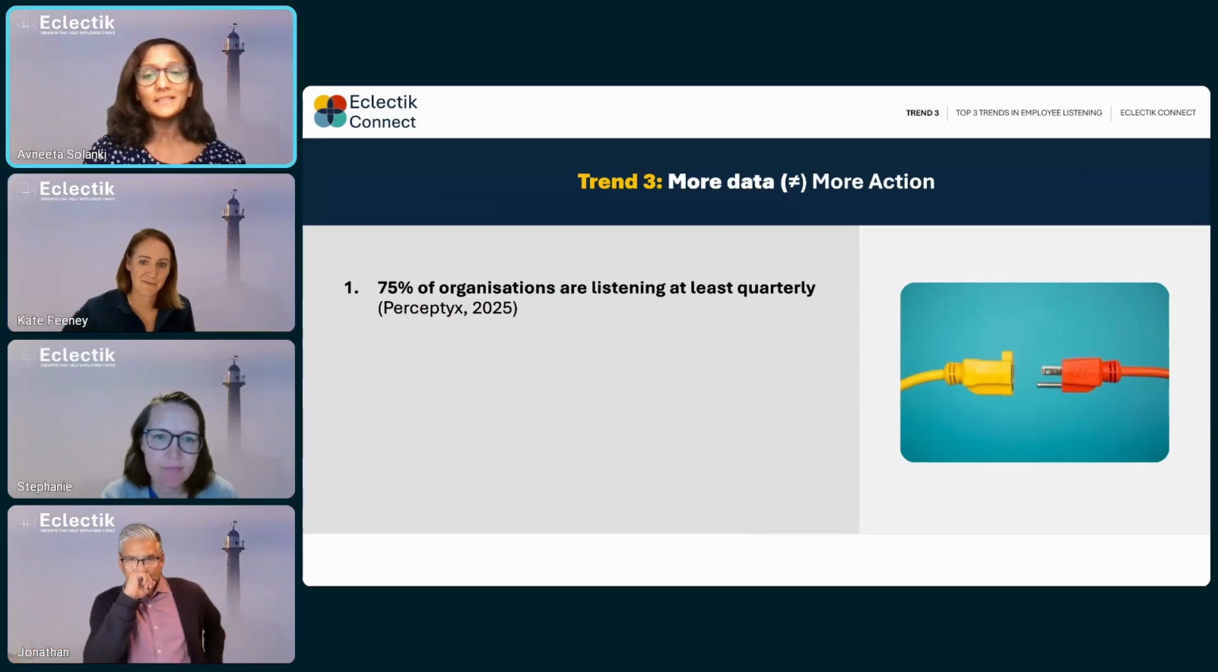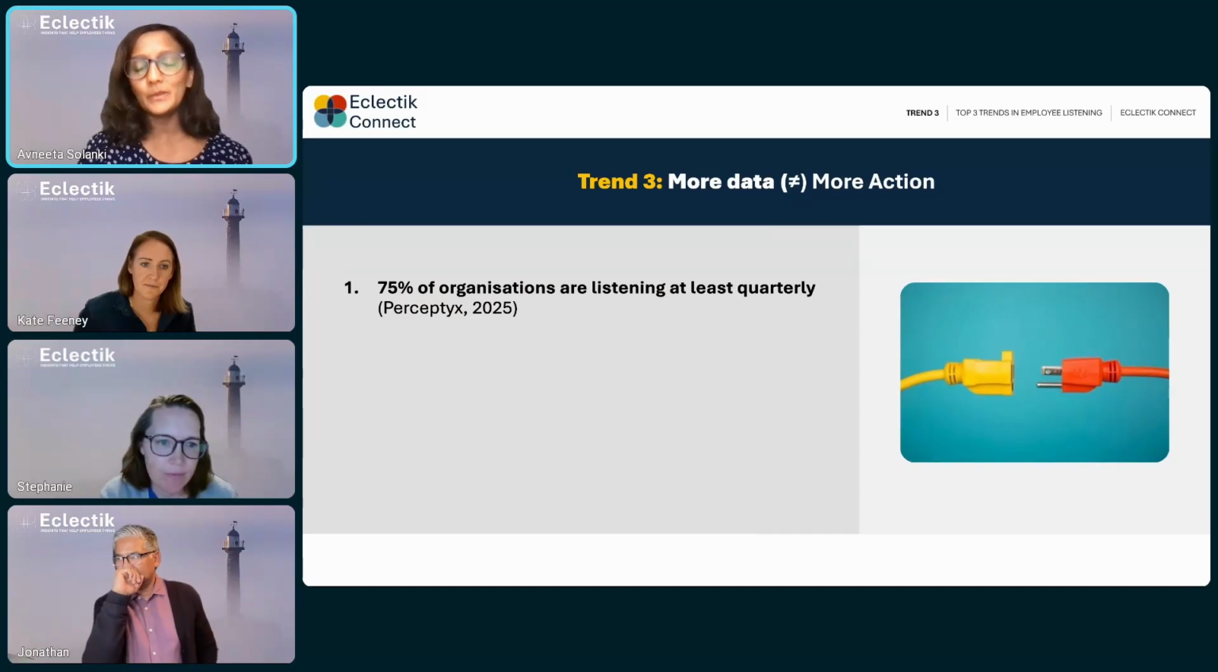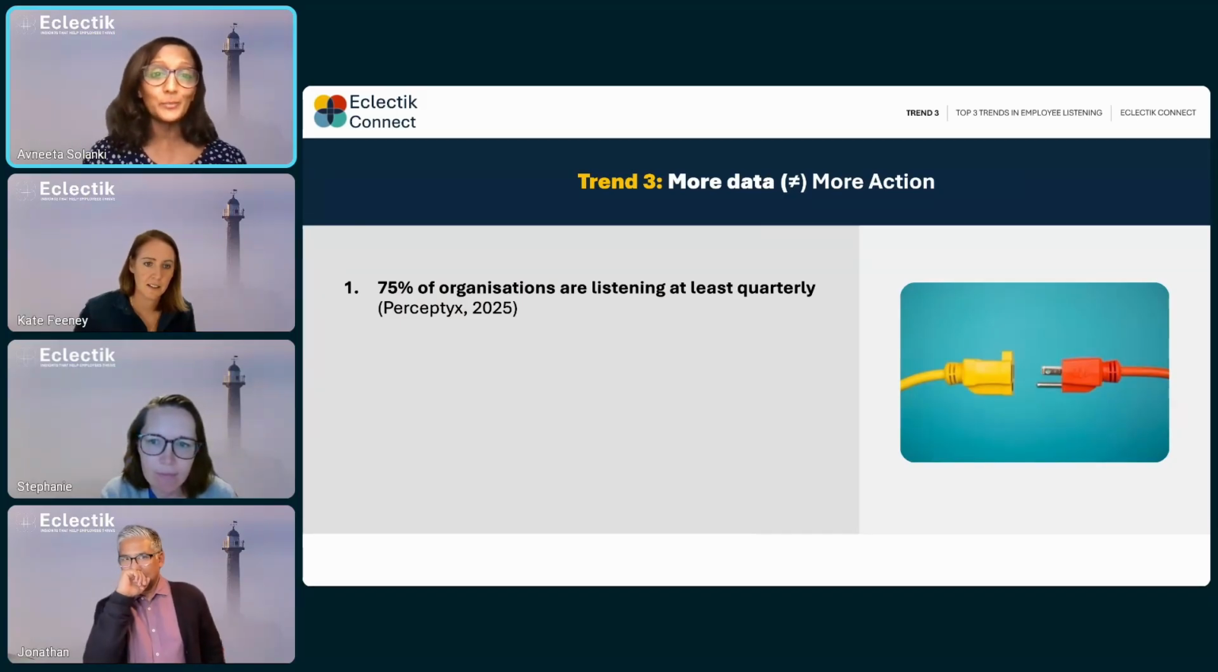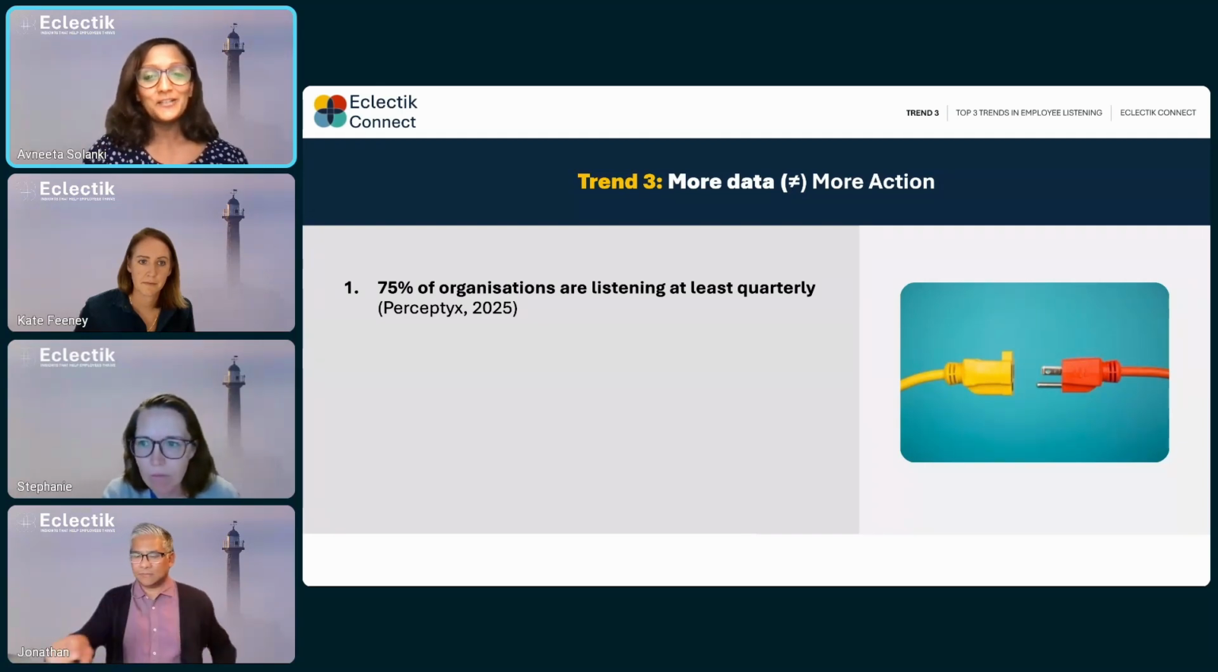So, right, our last and final trend, which I think we've touched upon a little bit with the previous two trends, but this one is really to the point that we've got more data than we've ever had before. We're giving more data to managers. HR has more data than it's ever had before. Yet more data does not seem to be translating into more action in organizations.